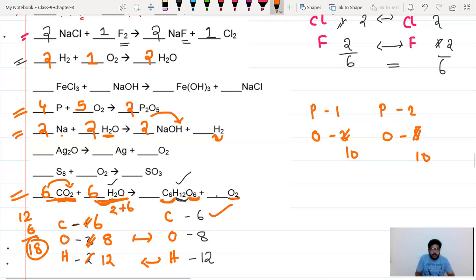Then what can we do? Substitute 6 here. Now try to count it. How many carbons? 6. How many carbons? 6. Balanced. How many oxygens? 6 twos are 12, 6 into 1, 6, 18. This side we have 6 and 6 twos are 12, 12 plus 6, it is 18. Balanced. Now hydrogens, we have 12 this side, we have 12 this side, balanced like that. Count the numbers, arrange numbers in front of the atoms.